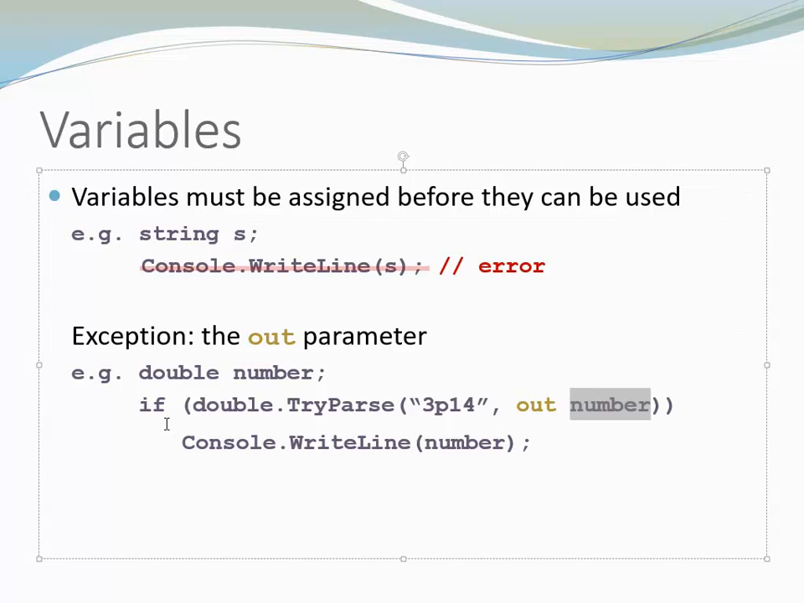And in this case, because there's this if statement, nothing gets printed, because we only print if try_parse succeeded, if it returns true. So if 3p14 cannot be parsed, try_parse would return false, nothing would be printed.